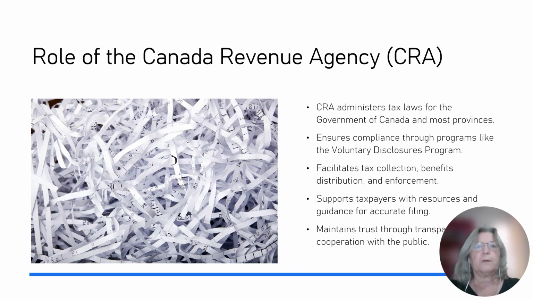Okay, so for newcomers to Canada, the role of Canada Revenue Agency: it administers our tax laws for the Government of Canada and most provinces, federal tax laws. Provinces have their own provincial tax laws. They ensure compliance through programs such as this. We're going to focus on the Voluntary Disclosure Program today. They collect taxes, benefits, and handle the distribution and enforcement. They're to support taxpayers with resources and guidance for accurate filing. There is a taxpayer bill of rights. They're supposed to maintain trust through transparent cooperation with the public.